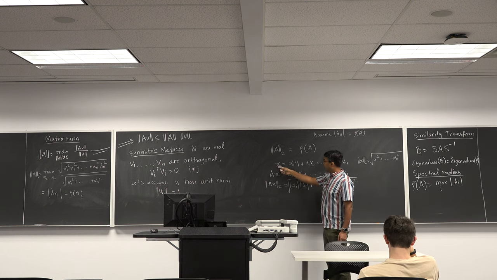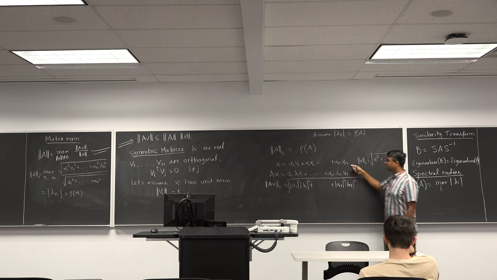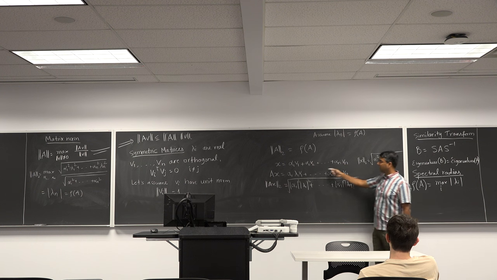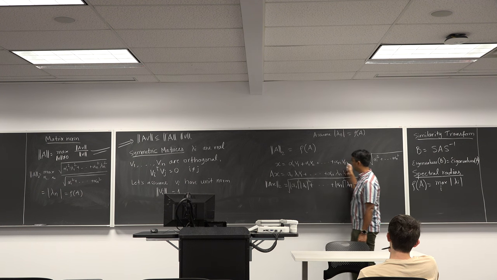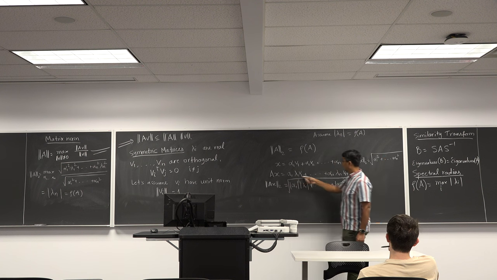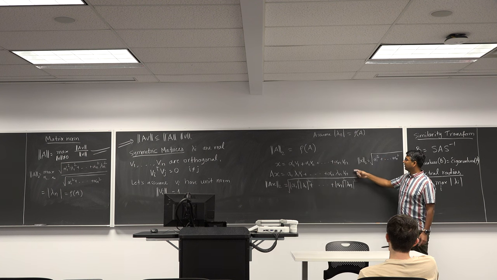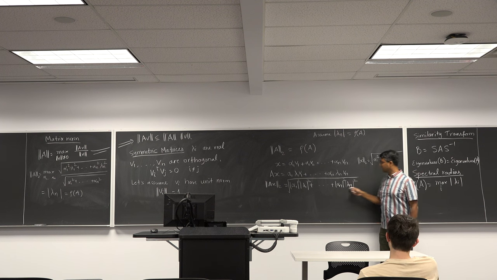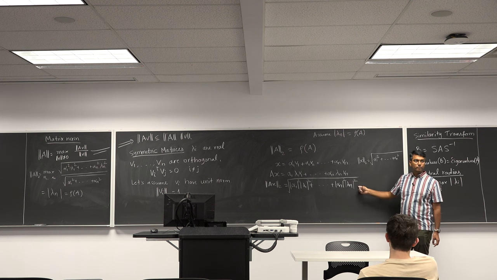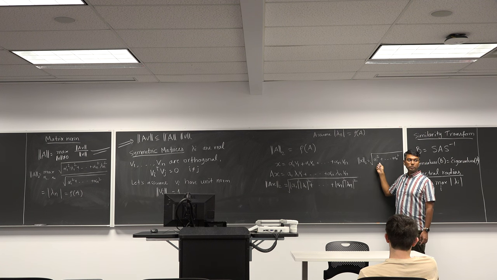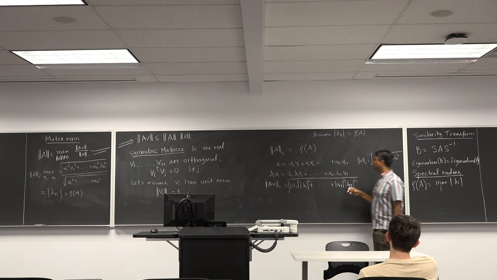Now I pick a vector x, and I can always decompose it in this particular way because v1 to vn are orthogonal to each other. These are n orthogonal vectors, so I can always decompose x in this manner. Then if I multiply A with x, I get this vector. The norm of x is given by this quantity. The norm of Ax is given by this quantity. Do you have a question in going from this step to this step? Okay, so let's do that.